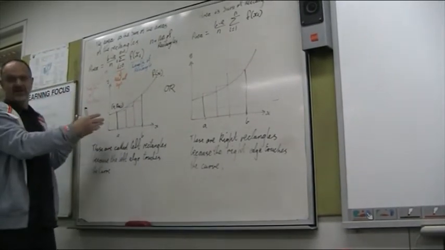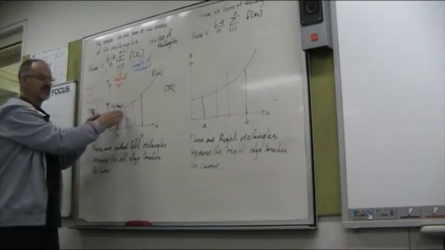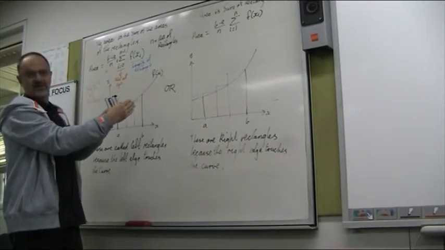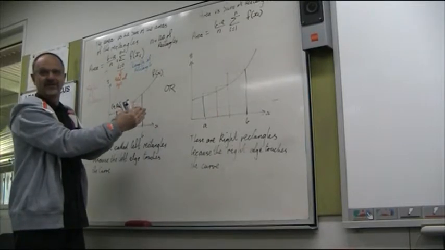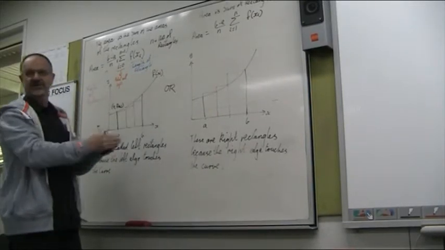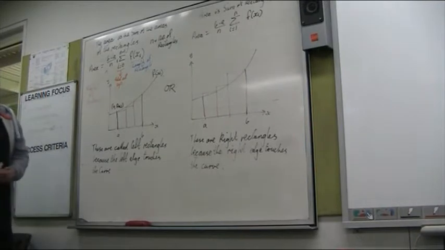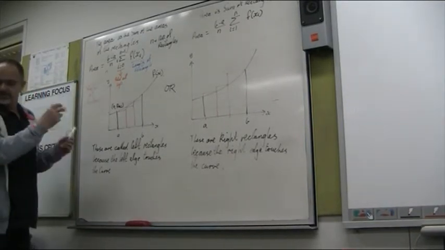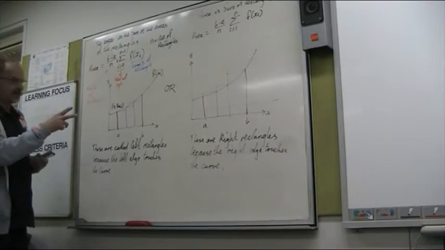So this is kind of the same idea. We're using some rectangles, we're approximating, and we're going to bring it down and get closer and closer, and then we're going to find a way that we can do it precisely. So the actual area is in between, and the smaller the rectangles, the closer to the actual area.